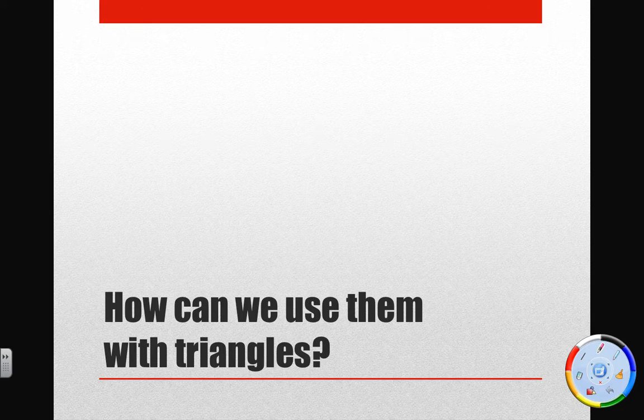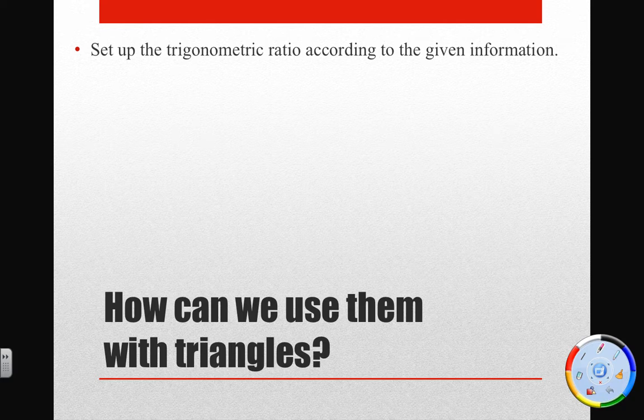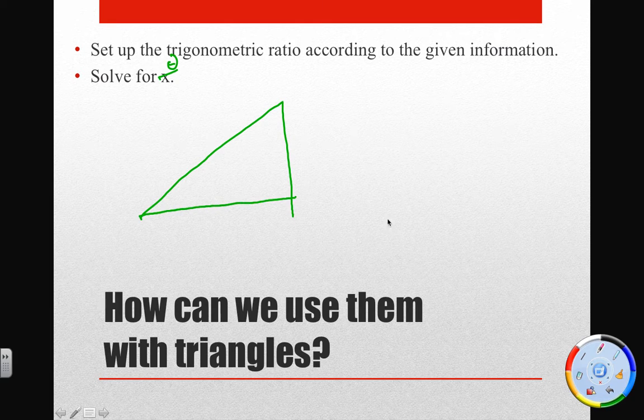Now, we're going to end up solving triangles, as I mentioned before. So the question is, how are we going to use them with triangles? You may remember this from geometry actually. You need to set up the trigonometric ratio according to the given information, and then just simply solve for x. Or in most cases, this x will actually be a theta because we're dealing with an angle. So if I gave you this, some of our problems are going to give you triangles. That's an ugly triangle. I'll try again.